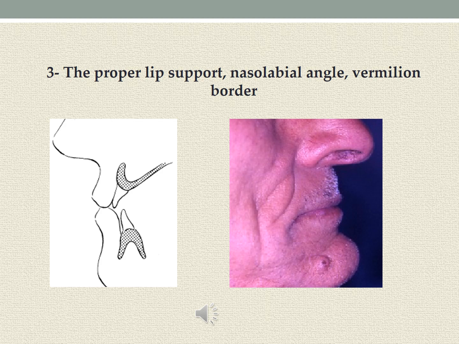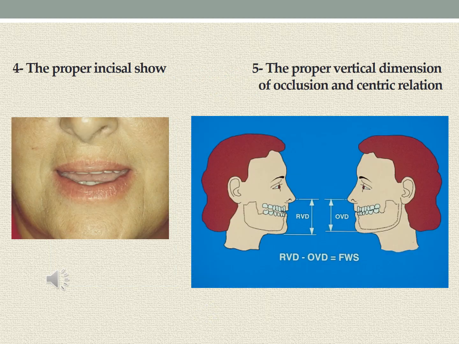All this information will help us to know the size of teeth, to know where to place the teeth, how to select the teeth. We will talk about this later on. We need also to decide the proper incisal show for the patient. As you know, every patient has a distinct incisal show. Also, we need to know the proper vertical dimension of occlusion and centric relation for that patient before proceeding with teeth selection and setting.